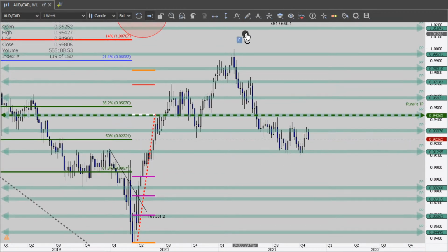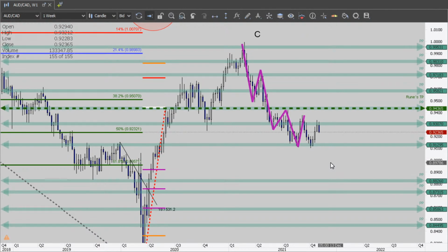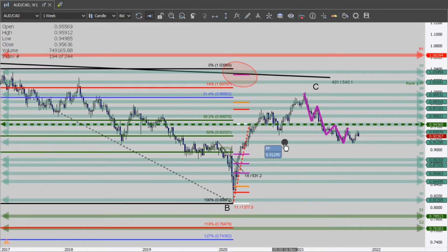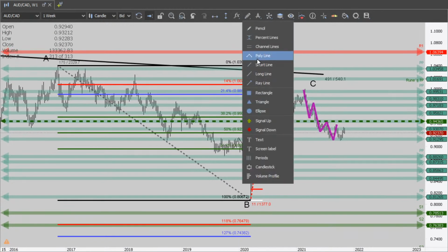Everybody, do we have a confirmed downtrend? Lower lows, lower highs, lower lows, lower highs, lower lows, lower highs. Yes, we do, right? Exactly. See how the market, everybody, is following the Fibonacci sequence.